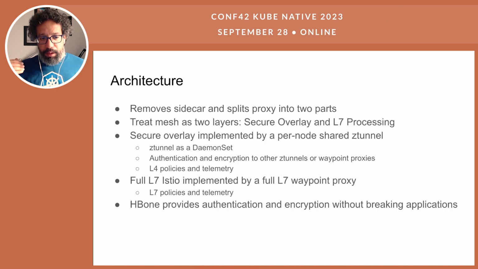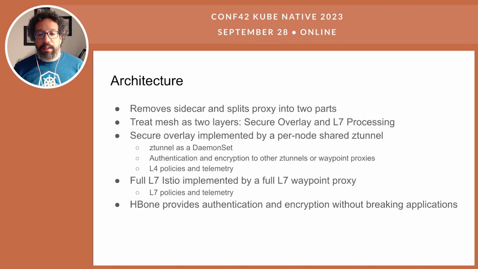If we want full layer 7 policies, like authorization policies, for example, which require something to look at the HTTP header to implement the authorization, then they added another thing called the waypoint proxy. This is a per-namespace proxy, which still uses Envoy. So ztunnel is a newly developed proxy in Rust, but the waypoint proxy is based on Envoy. And then they used this new protocol called HBONE for encryption and authentication.